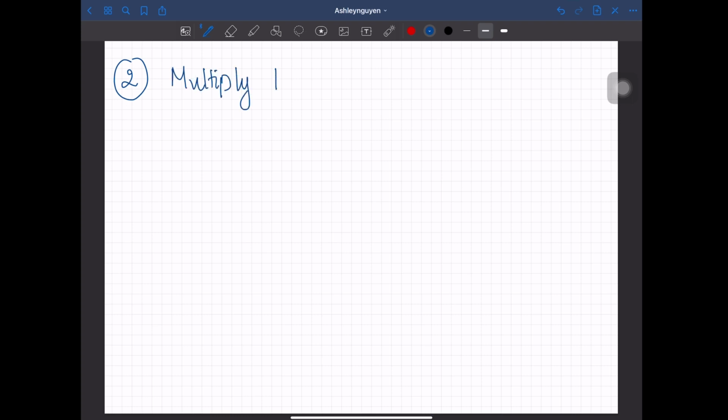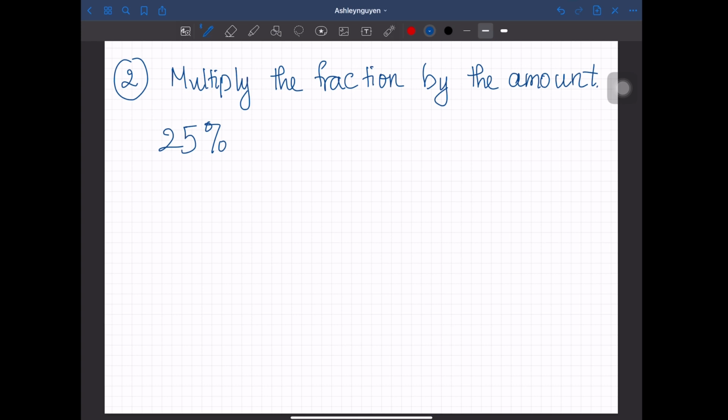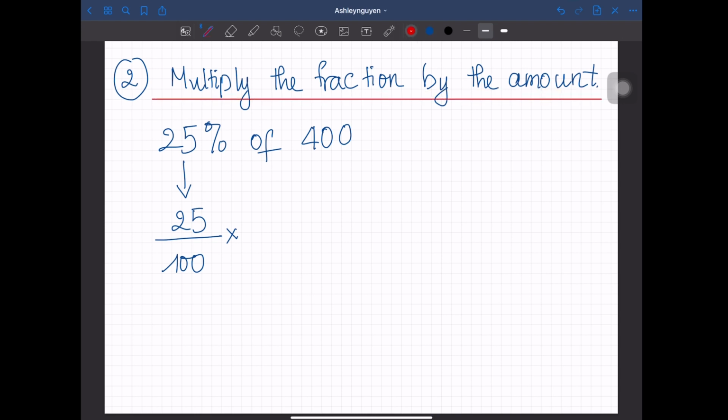Multiply the fraction by the amount. For example, 20% of 400. Step 1. Write the percentage in the fraction form. I would write the percentage in the fraction form and I would move to step number 2. Multiply the fraction by the amount. Here, your amount is 400.